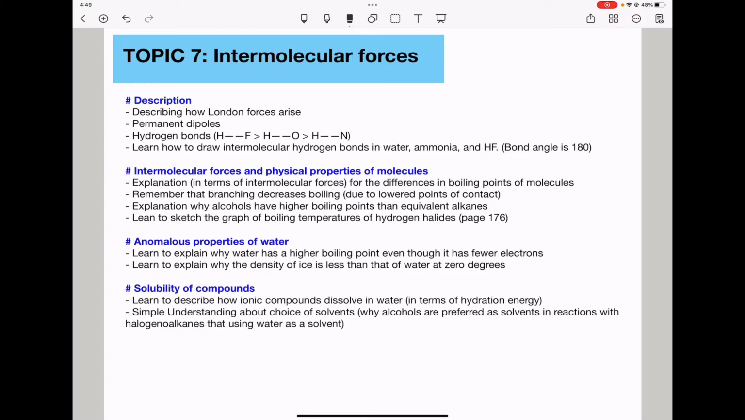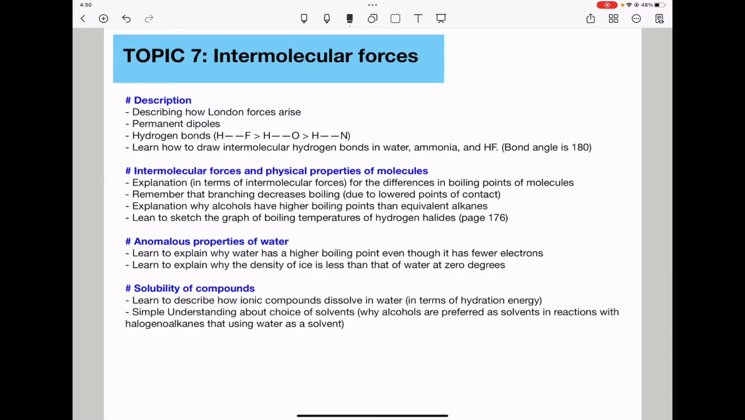You need to learn to explain why the density of ice is less than the density of water at 0 degrees. Solubility of compounds. Here you need to learn to describe how ionic compounds dissolve in water in terms of hydration energy. Remember, hydration energy is the exothermic energy released when water molecules surround ionic compounds. So that is going to be used in the dissolution of the ionic compounds by pulling them apart.